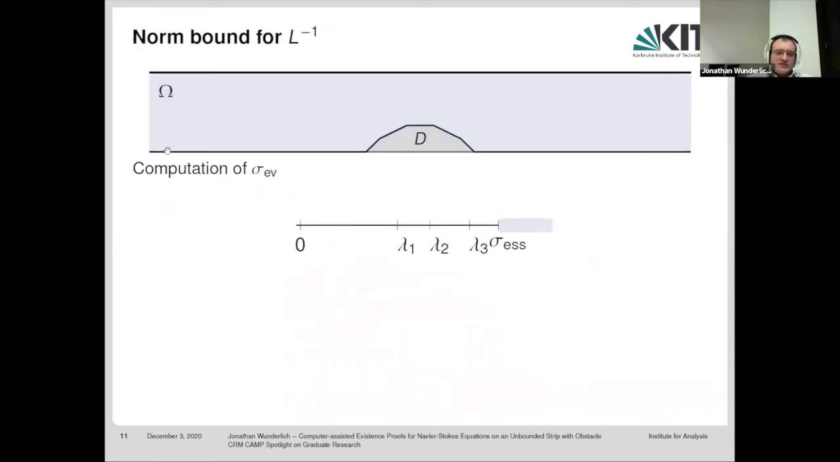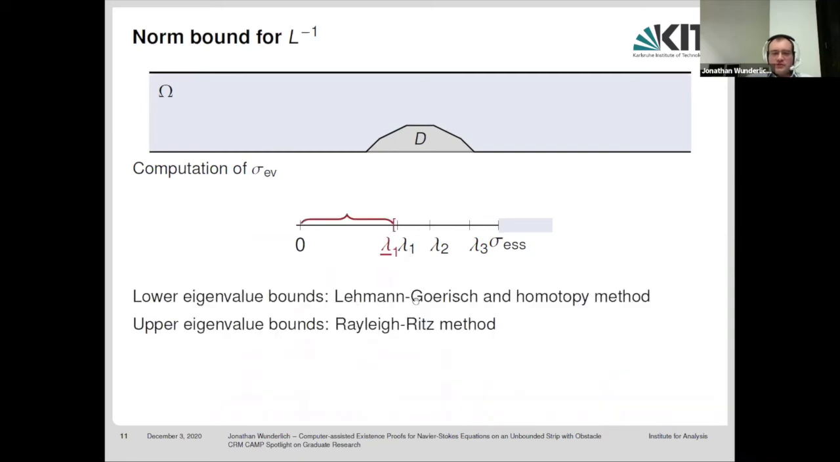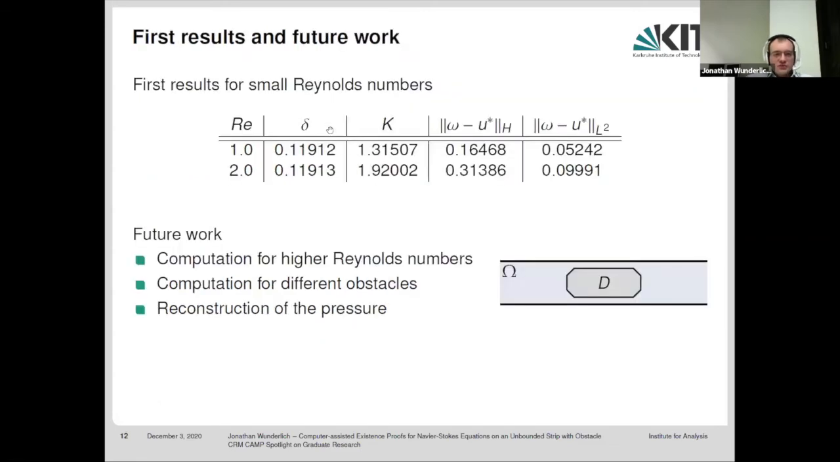So what remains is the computation of some bound for the eigenvalue, a lower bound for the first eigenvalue if it exists. And therefore we use the well-known Lehmann-Görisch method together with a homotopy method to get the lower bound lambda 1 bar here, which is our bound for the eigenvalue. And then we have all the assumptions for our existence theorem. And finally, I just want to mention the first results we made.